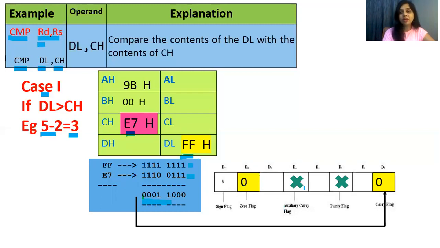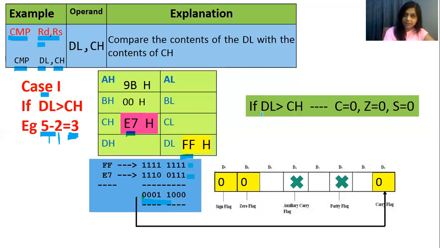Now we have already studied all these flags in detail. We know that when the result of an arithmetic or logical operation is non-zero, the zero flag is 0. When we subtract a smaller number from a bigger number, the result will be positive and hence the sign flag should be 0. When the result of an operation is 0, the sign flag is 0, and when the result is negative, the sign flag is 1. So in case DL holds a bigger number than CH, we get a combination of flags like CF equal to 0, Z equal to 0 and sign flag equal to 0.